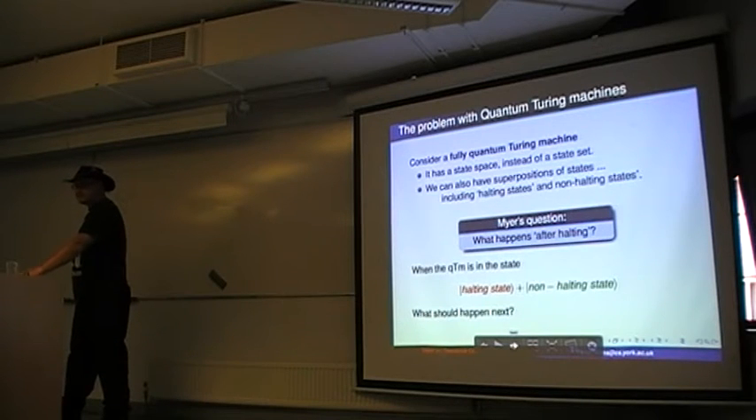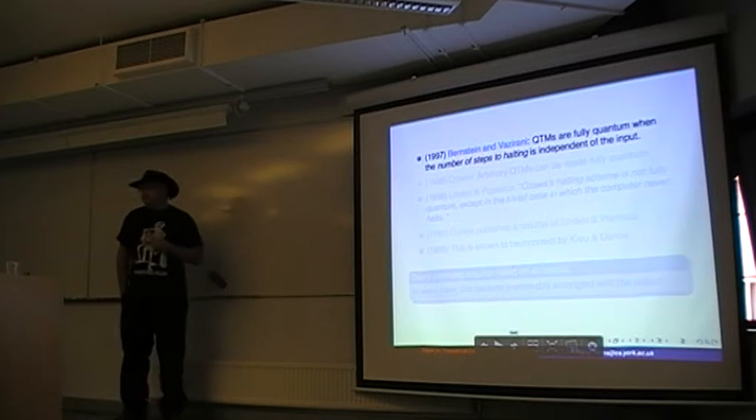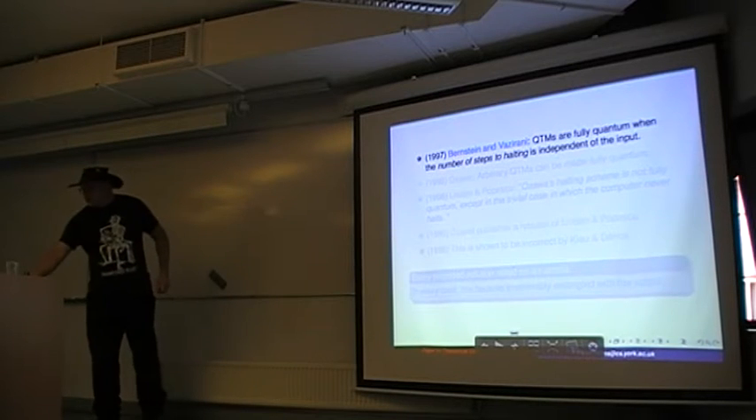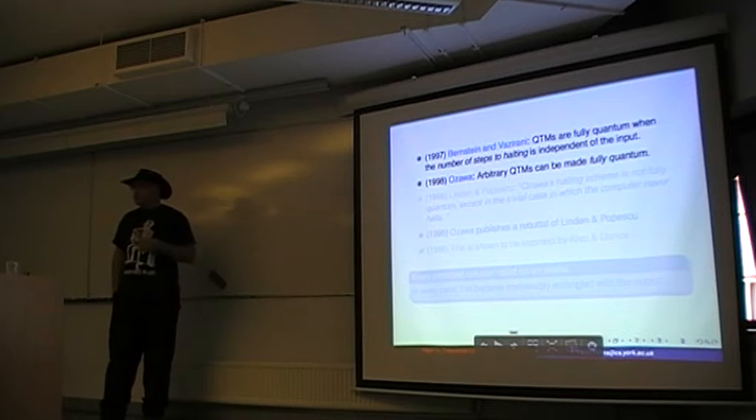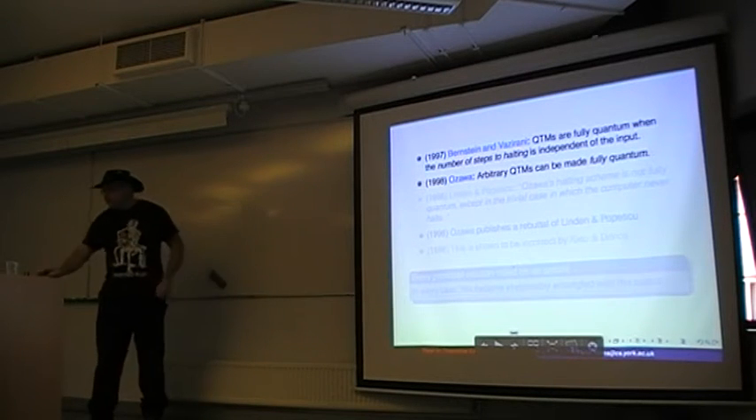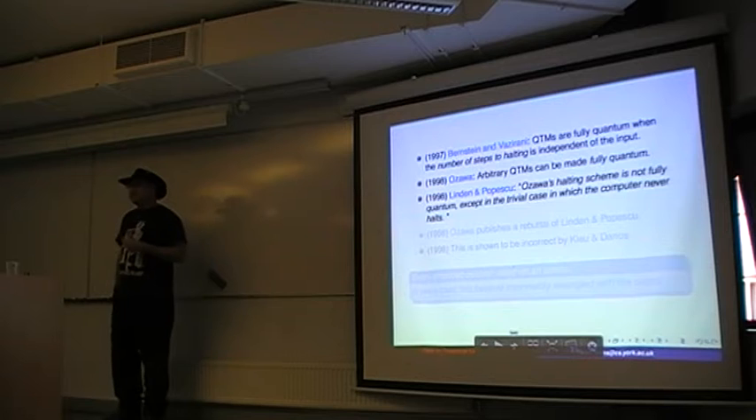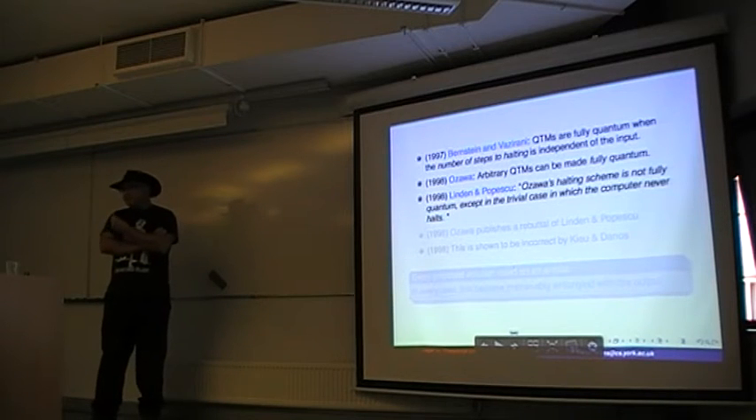So what happens next? Well, okay, there was a significant contribution from Bernstein and Vazirani, and they say that if the number of steps to halting is fixed, then that can be fully quantum. And then one year later, there was a claim by Ozawa that says arbitrary quantum Turing machines can be made to take start states to halt states in a coherent manner. Now, is Sandu about today? He's not. That's a shame, because this is really one of my favourite quotes from a paper, where he criticises Ozawa's scheme with this rather beautiful phrase that it's not fully halting, except in the case where it never halts.